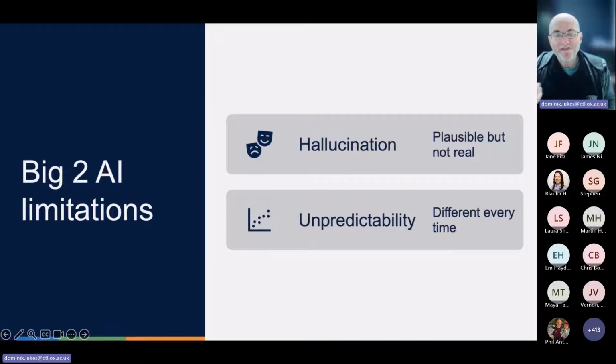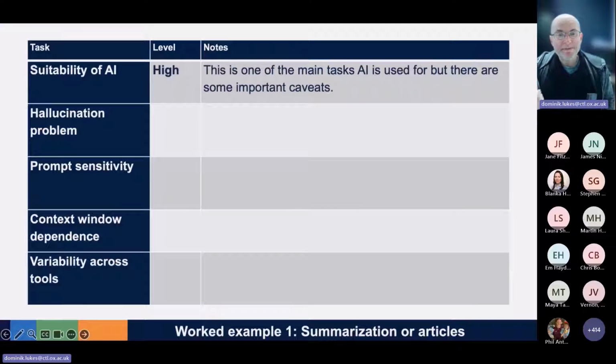So we need to be aware of that when we think about summarization of academic papers. So first, it's highly suitable. It's exactly what this is best at, but it's important to remember the caveats. And that takes us to the next step.